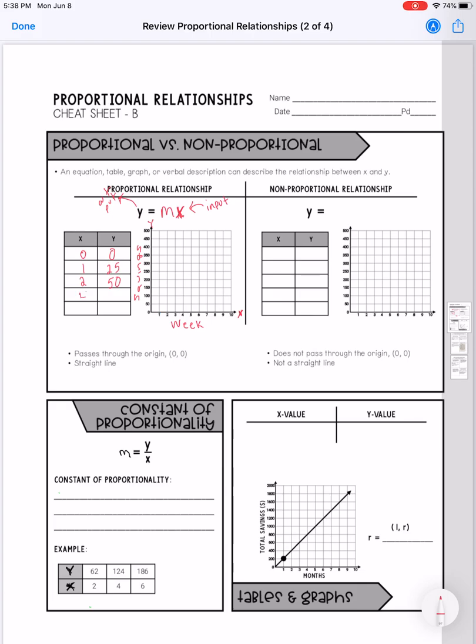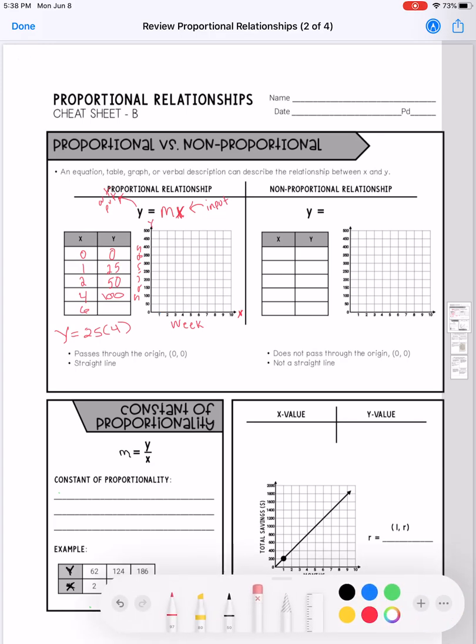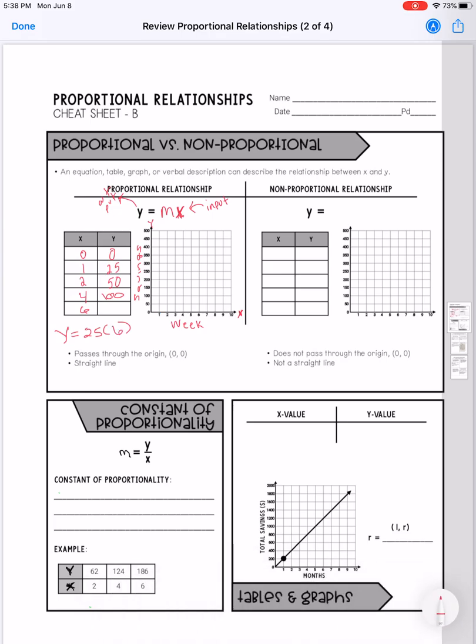Maybe we'll say in 4 weeks, well, we can actually use this equation here. We could say, well, after 4 weeks, 25 times 4, you'd have $100. Well, 6 weeks, I'm gonna use my eraser. After 6 weeks, you will have 25 times 6. Well, 25, 50, 75, 100, 125, 150. So that's pretty good.